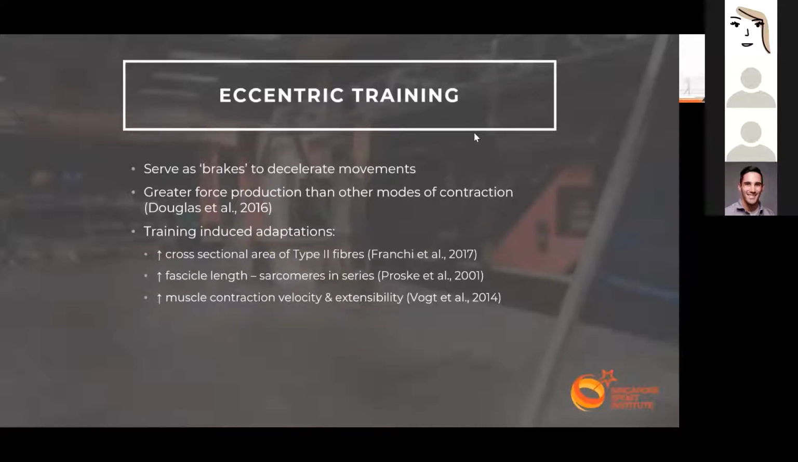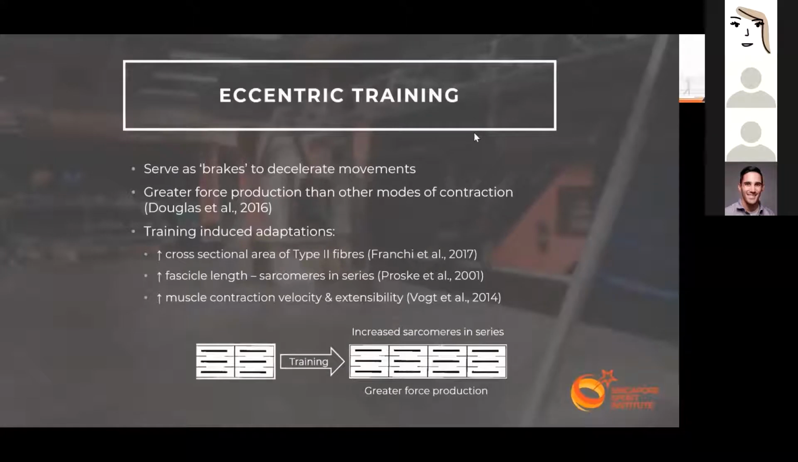Changes in muscle architecture were also commonly observed, mainly through an increase in fascicle length via sarcomeres in series. This increases contractile velocity of muscles and extensibility, allowing more force production at longer lengths. Training this component has bearings not just on performance, but also in terms of injury mitigation, and hence should be properly planned with a periodized program.